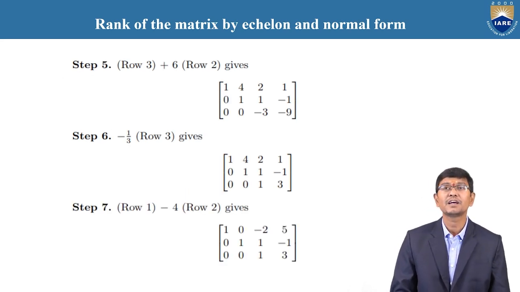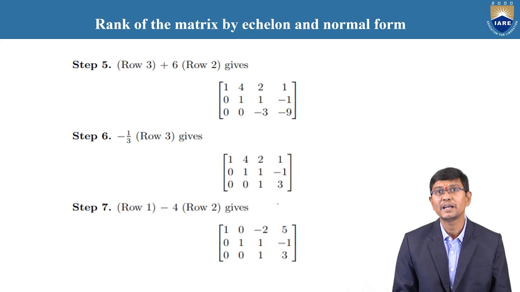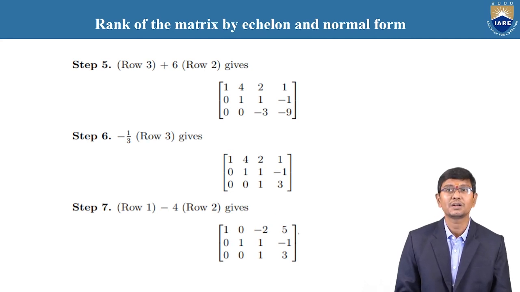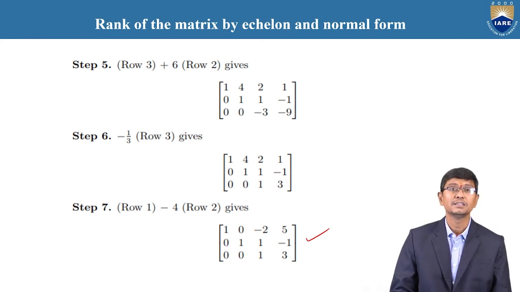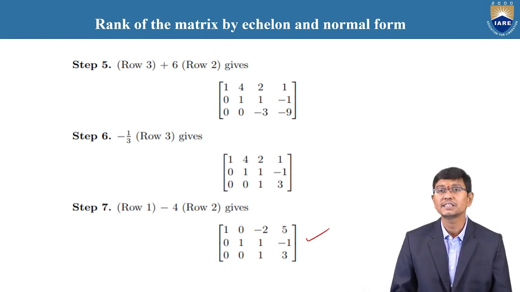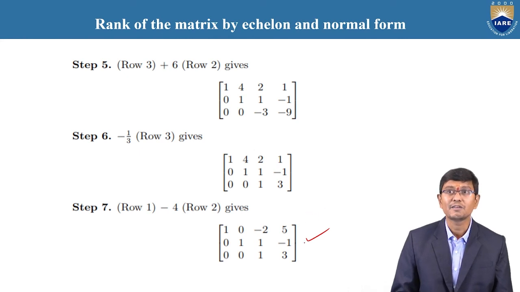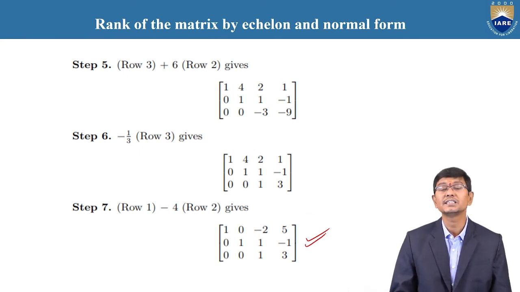And once again, applying R3 → R3 + 6R2, and again R3 → R3/R3, and R1 → R1 − 4R2. Finally, the given matrix is reduced to [1 0 −2 5; 0 1 1 −1; 0 0 1 3]. Therefore, it clearly satisfies the echelon form of a matrix because of the three conditions, which are satisfied here.